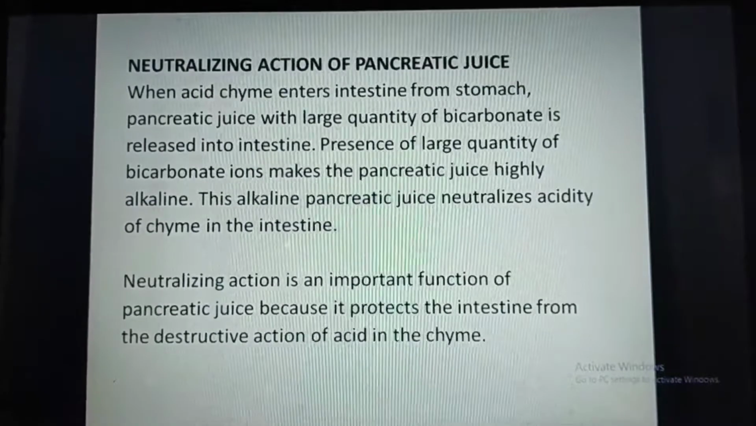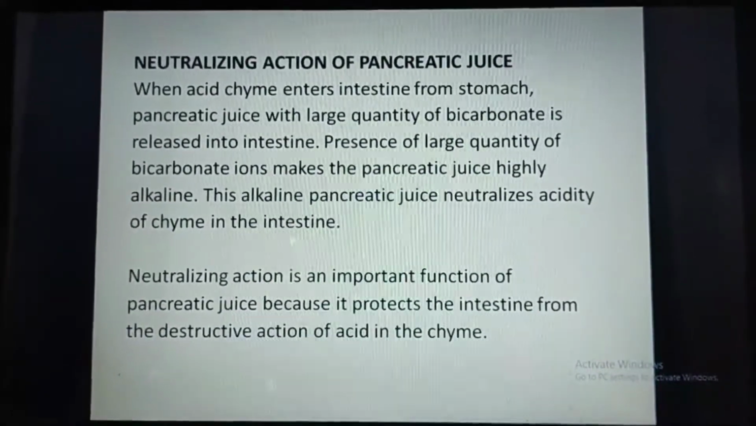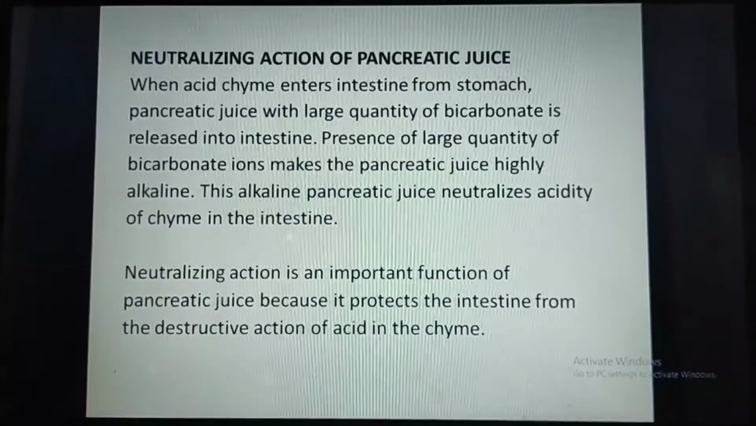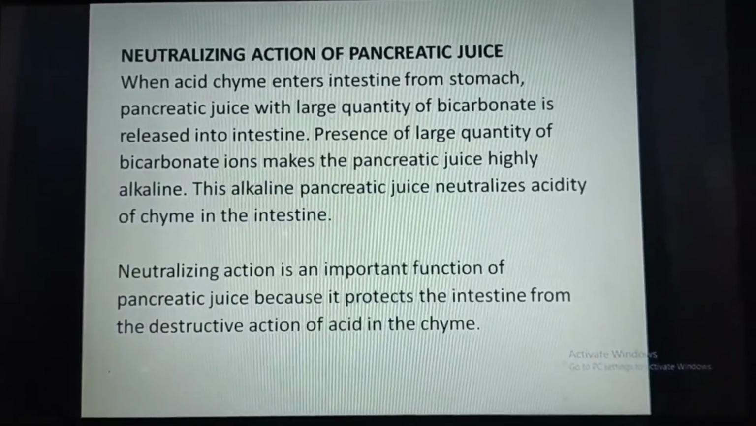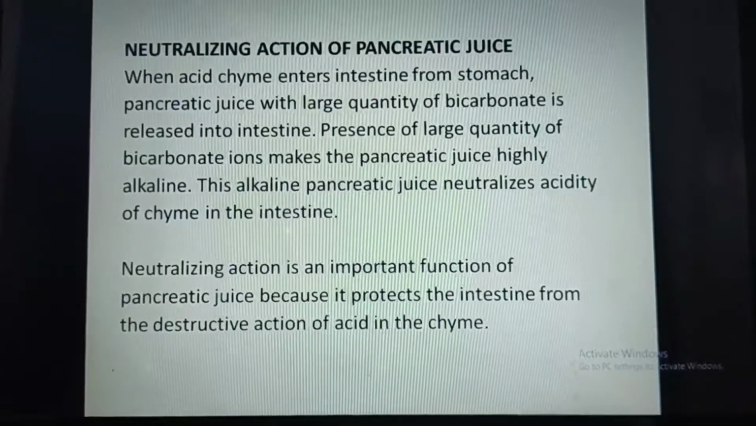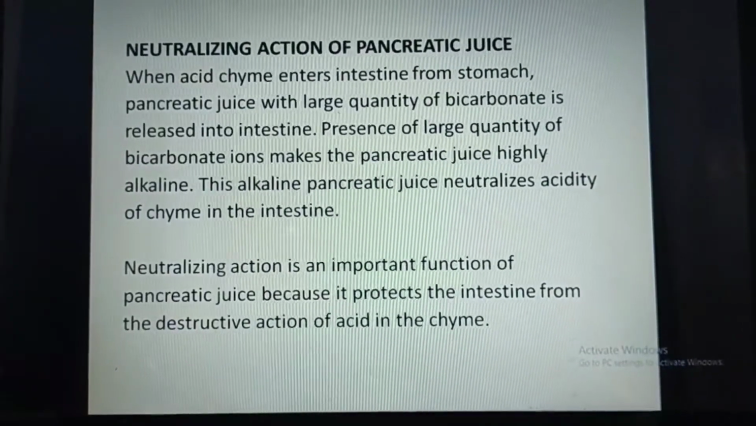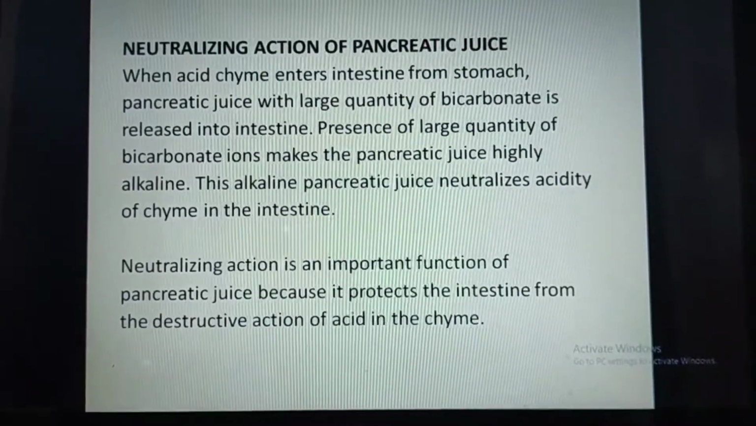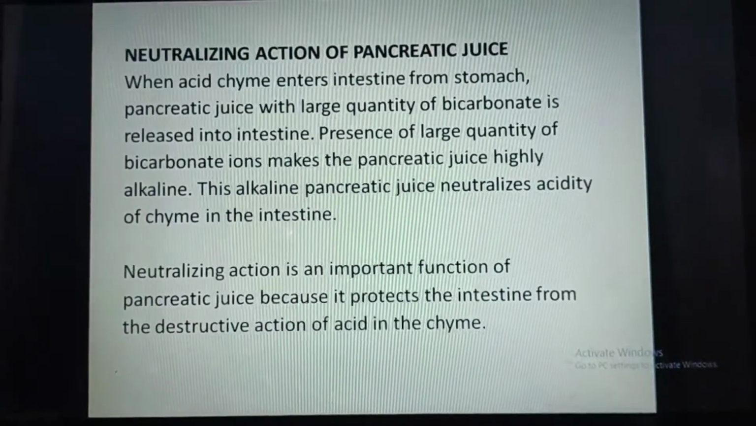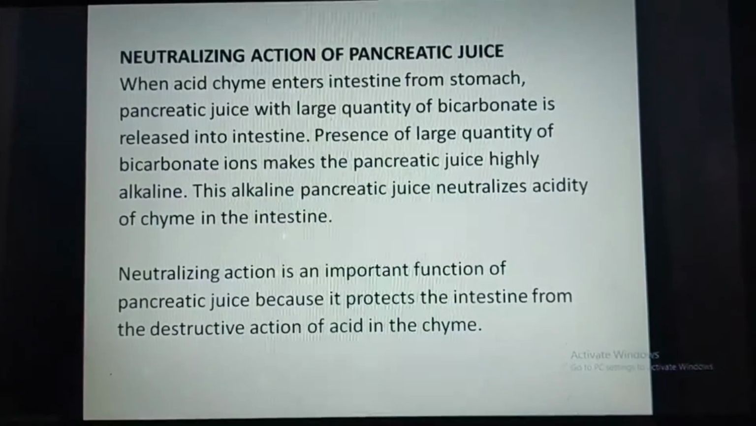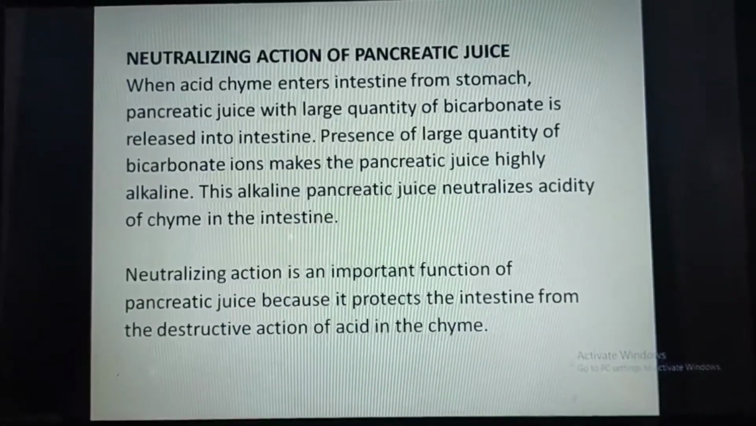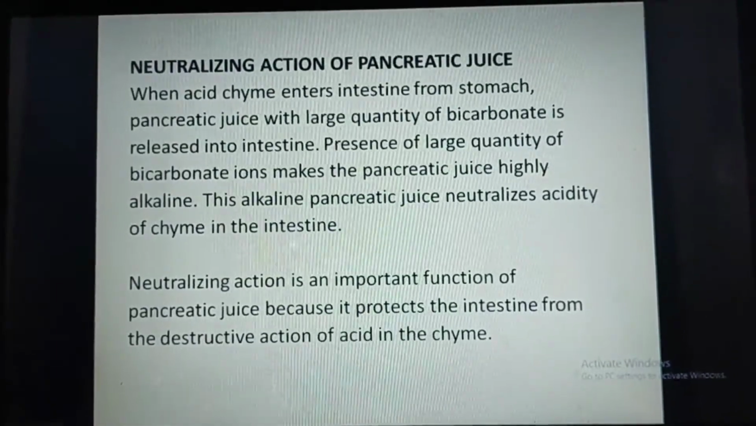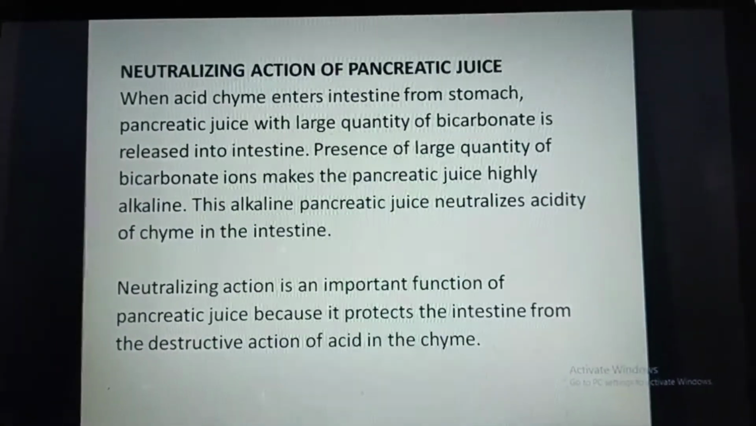Neutralizing action of pancreatic juice. When acid chyme enters the intestine from stomach, pancreatic juice with large quantity of bicarbonate is released into intestine. Presence of large quantity of bicarbonate ions makes the pancreatic juice highly alkaline. This alkaline pancreatic juice neutralizes acidity of chyme in the intestine. Neutralizing action is an important function of pancreatic juice because it protects the intestine from the destructive action of acid in the chyme.